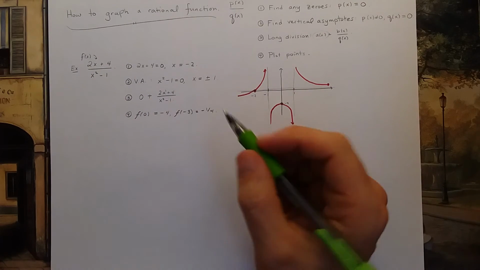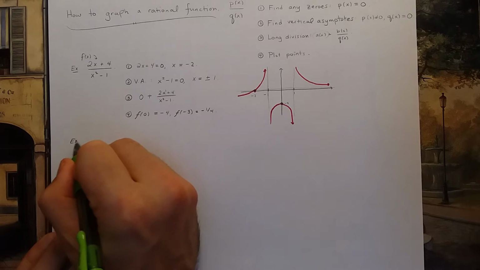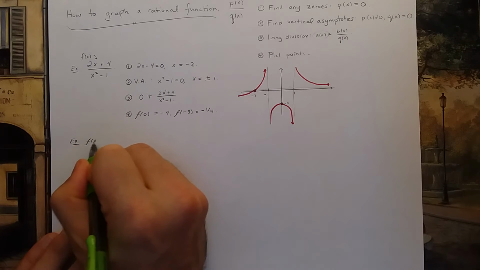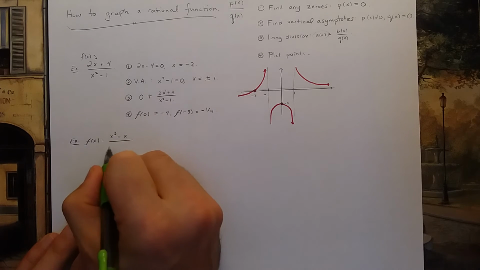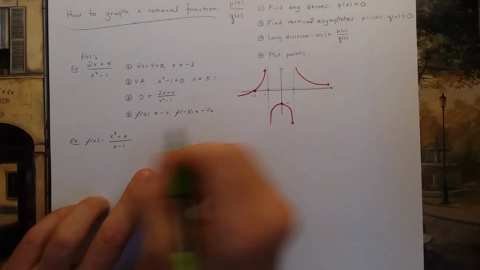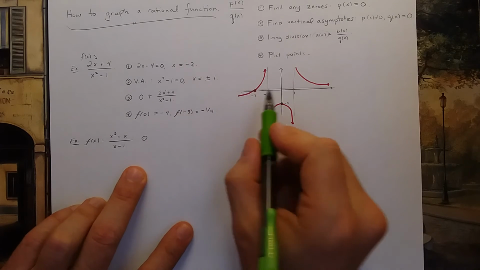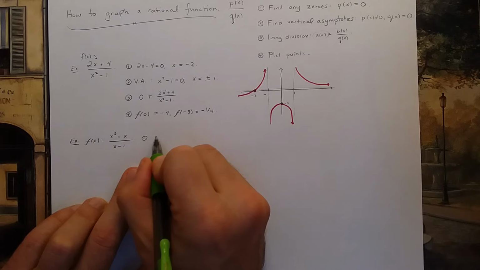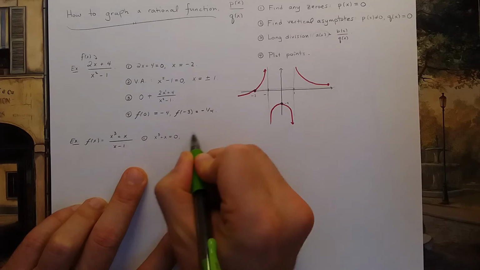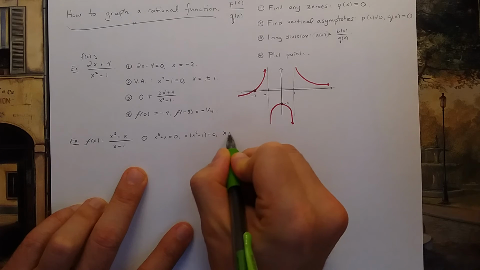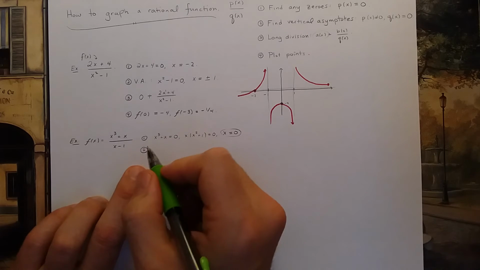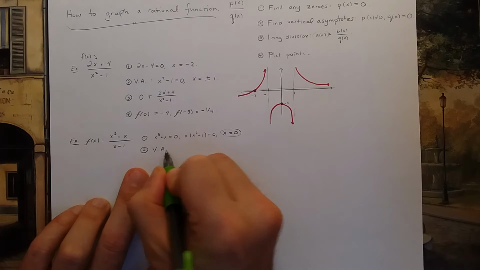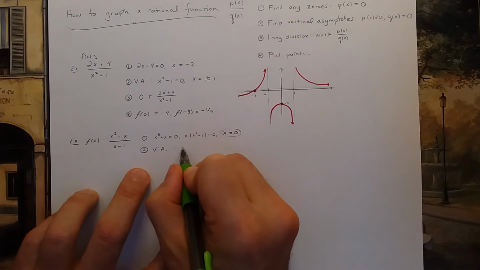Let's try this again. How about if I have the graph of f of x, which let's say is x cubed plus x divided by x minus 1. Okay, the first step is find any zeros. That's where x cubed plus x is equal to 0. So x times x squared plus 1 is 0. That means x equals 0 is the only 0. Step 2, let's look at vertical asymptotes. Well, there's a vertical asymptote at x equals 1.